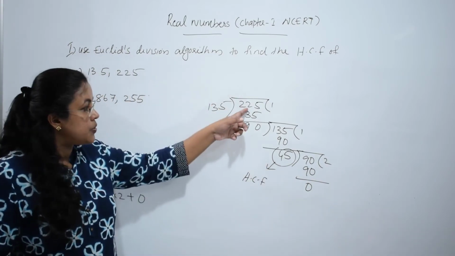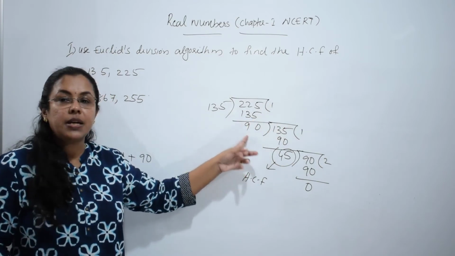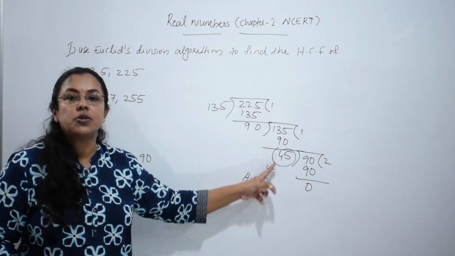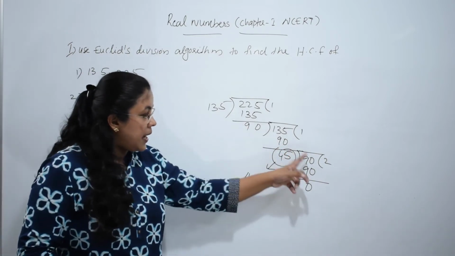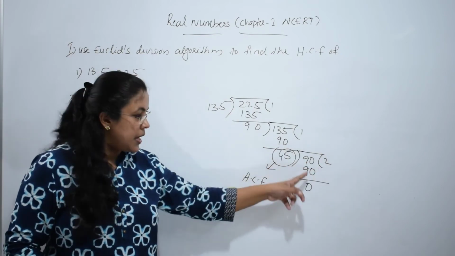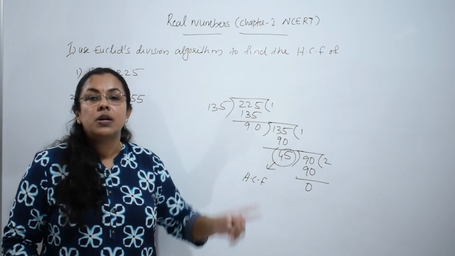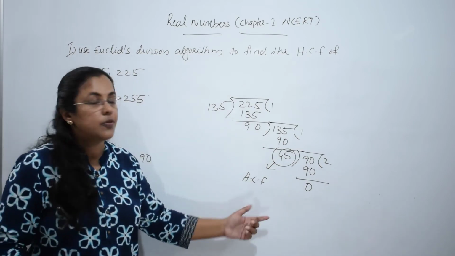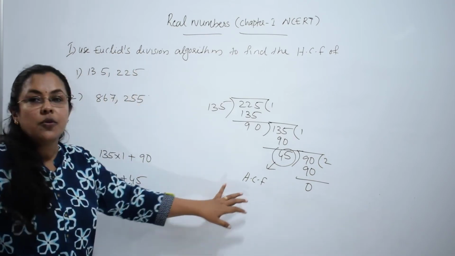First of all, write 225 and 135. Only one time it comes. So 90. Now write 135 here. Only one time 90 comes. So subtract. We get 45. And write 90 here now. 45 2s are 90. Remainder 0. The procedure is over. Now the last divisor is 45. That is the HCF. The HCF of 135 and 225 is 45.